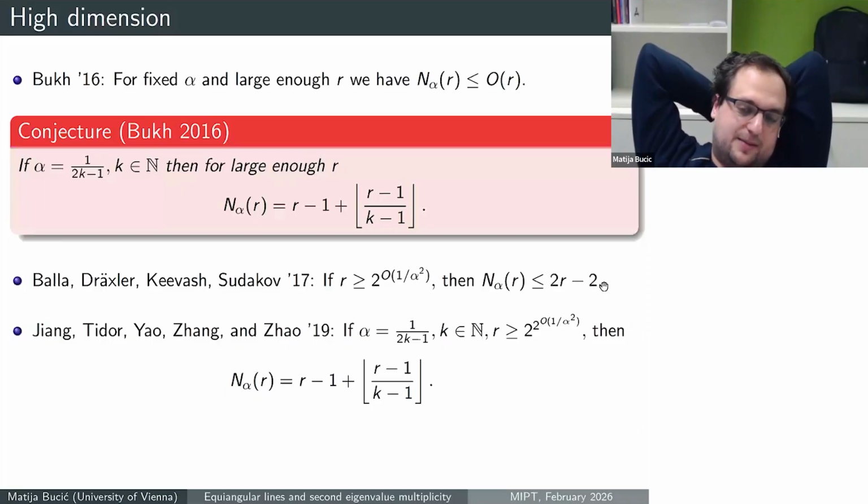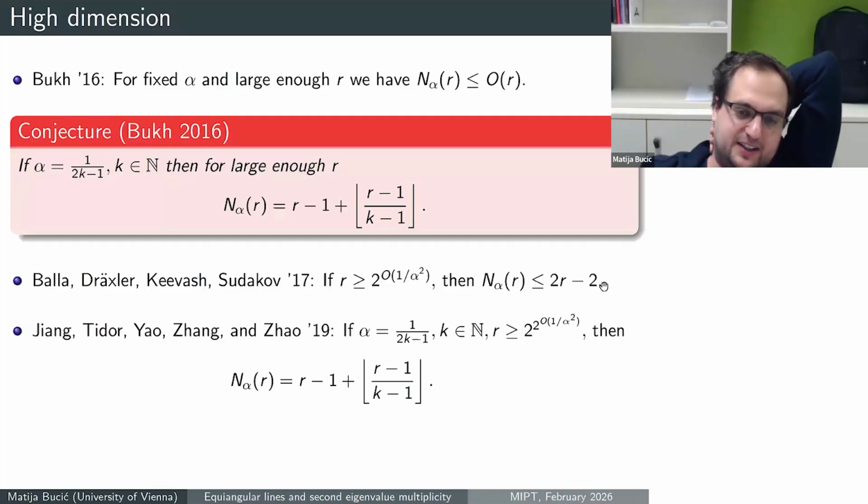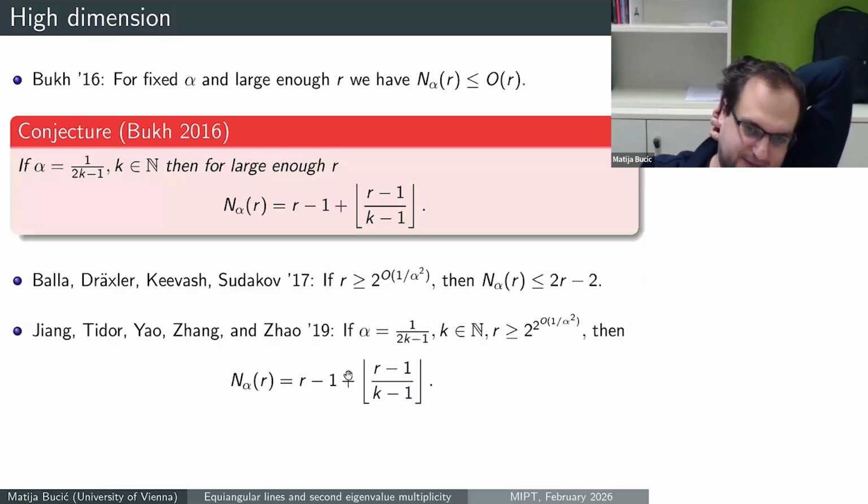except that they need the dimension to be at least double exponential in 1 over alpha squared. So again, I'm stating it here for 1 over an odd integer. They have a version that applies for every angle, but things become a little bit more complicated and depend on certain spectral graph theoretic parameters that I don't want to introduce. So as I said, I'm mostly sticking to 1 over an odd integer.